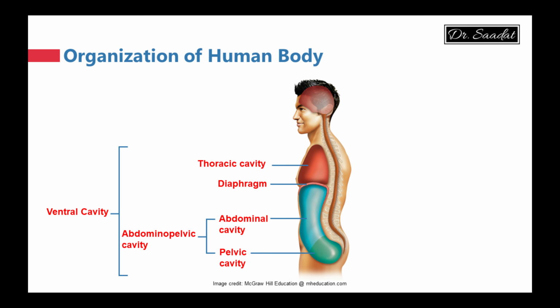Abdominopelvic cavity. This is the largest cavity in the human body and is further divided into two sections, abdominal cavity and pelvic cavity. Abdominal cavity. This contains organs like the liver, stomach, spleen, small intestine, and large intestine. Pelvic cavity. This cavity is located at the lower part of the abdomen and contains the urinary bladder, reproductive organs, and other organs.